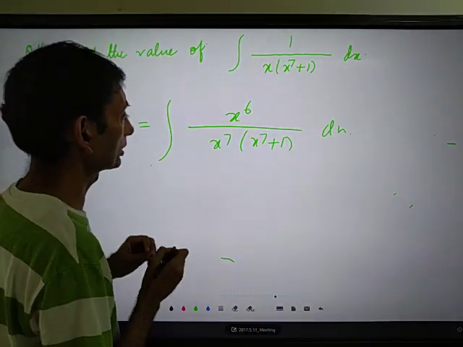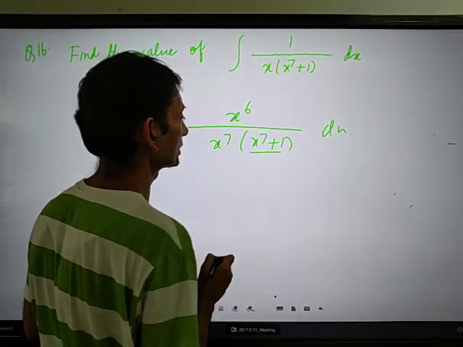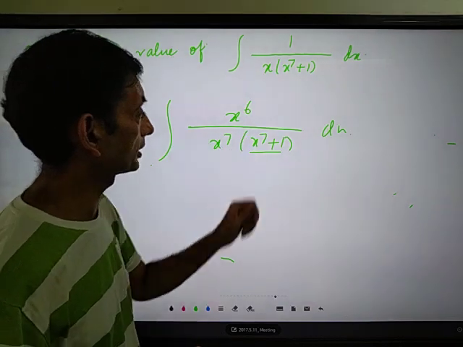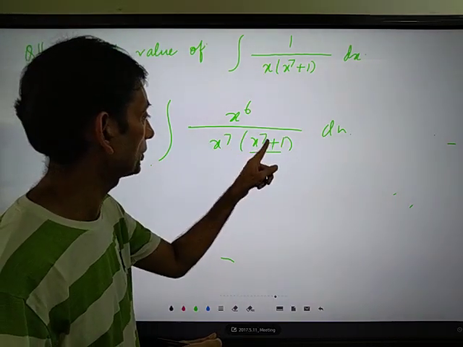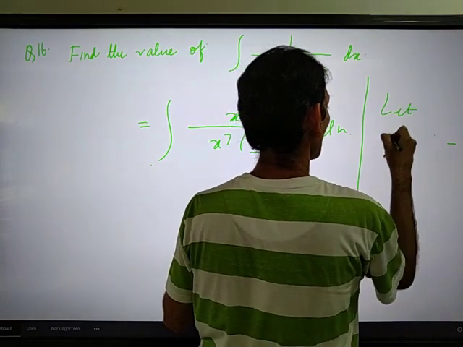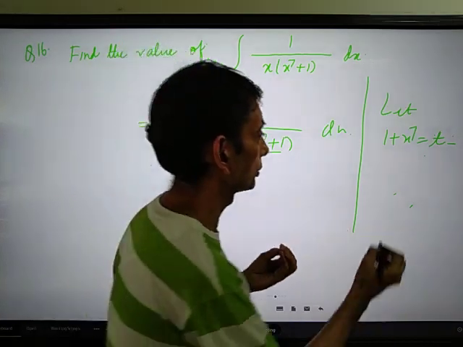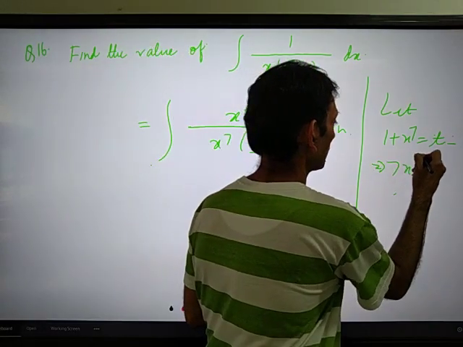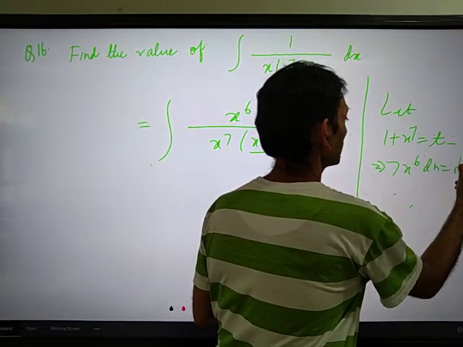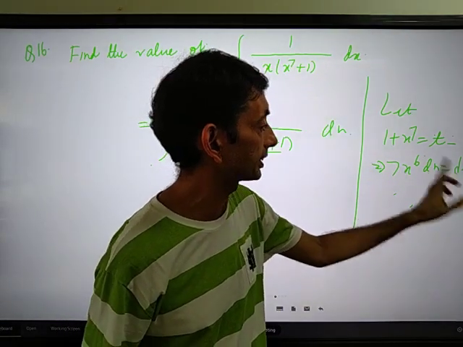Okay, so what we are going to do is substitute 1 plus x to the power 7 as t. Let 1 plus x to the power 7 be equal to t. Fine. So if you differentiate, it will be 7x to the power 6 dx equal to dt.